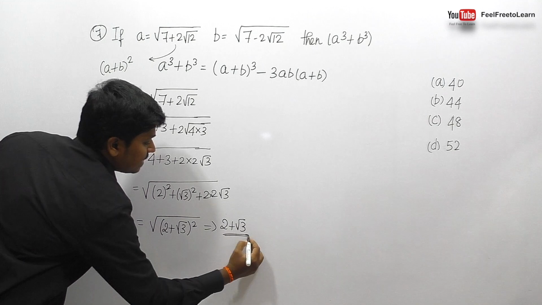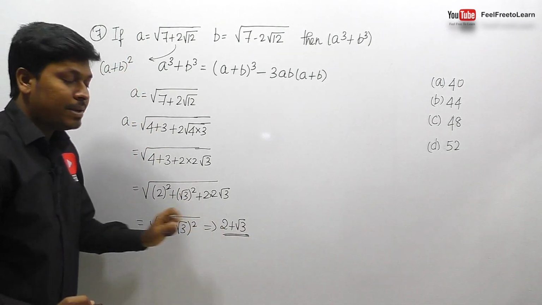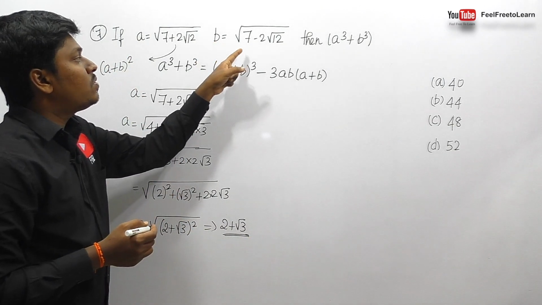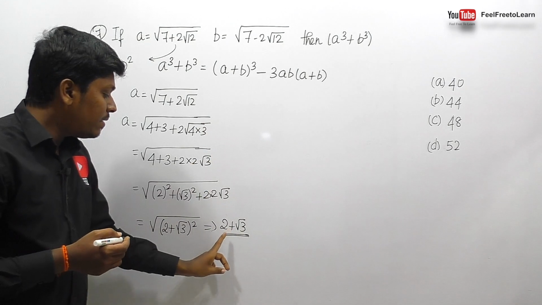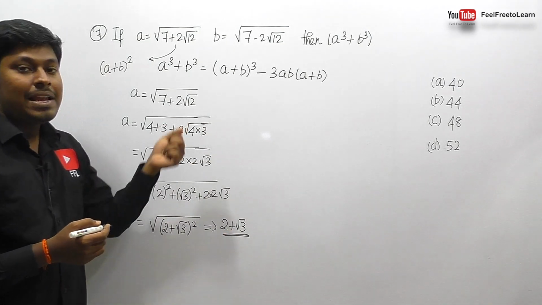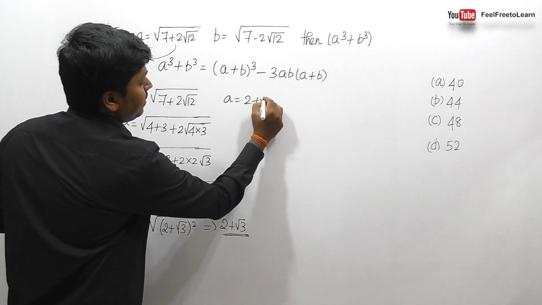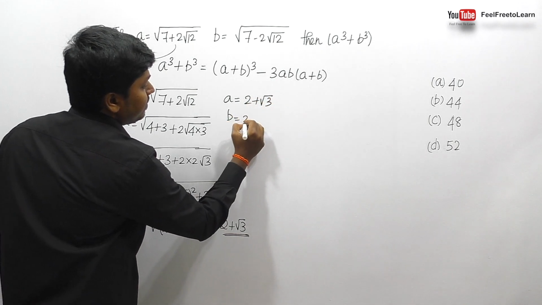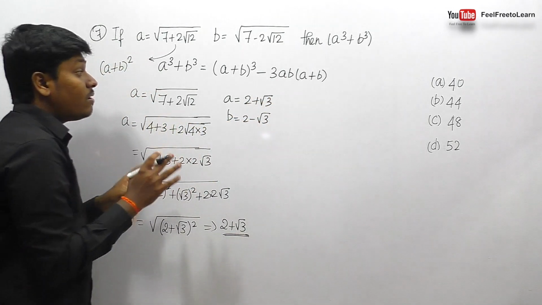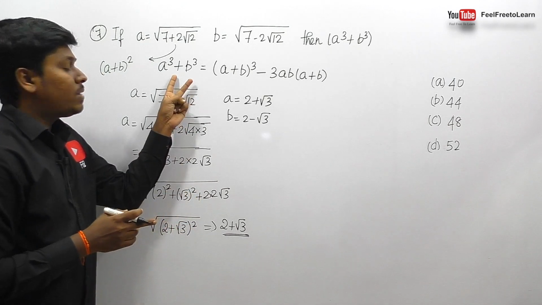So finally we can say that the value of a will be 2 + √3, and we know that b is equal to √(7 − 2√12). We know the value of a will be 2 + √3, then the value of b will be 2 − √3. So finally we have calculated that a will be 2 + √3 and b will be 2 − √3. Friends, always remember that you should know how to write this formula, right?